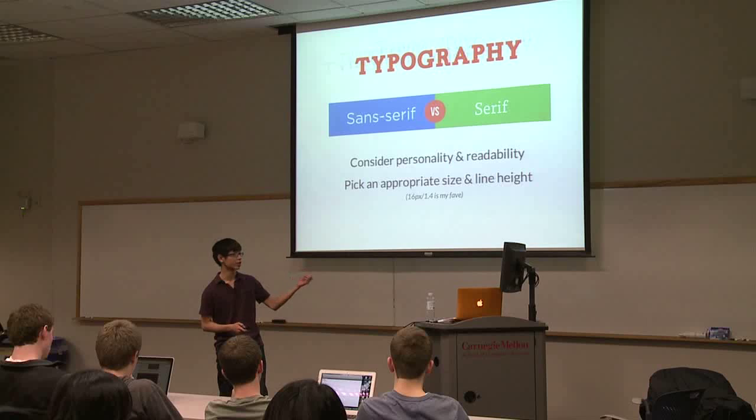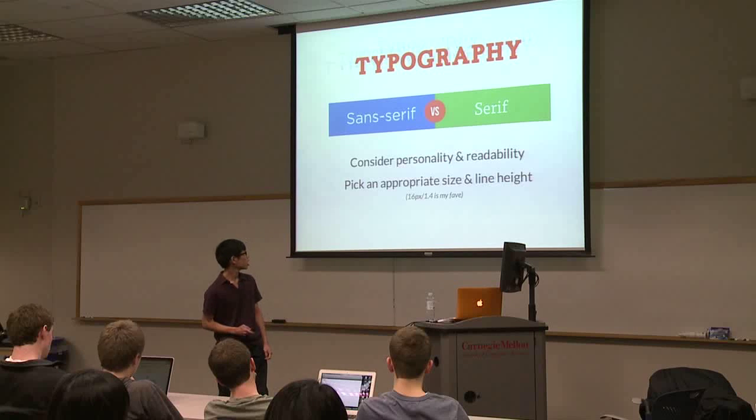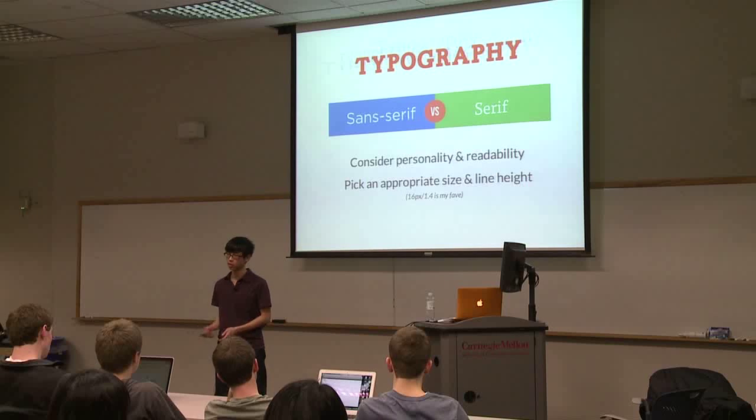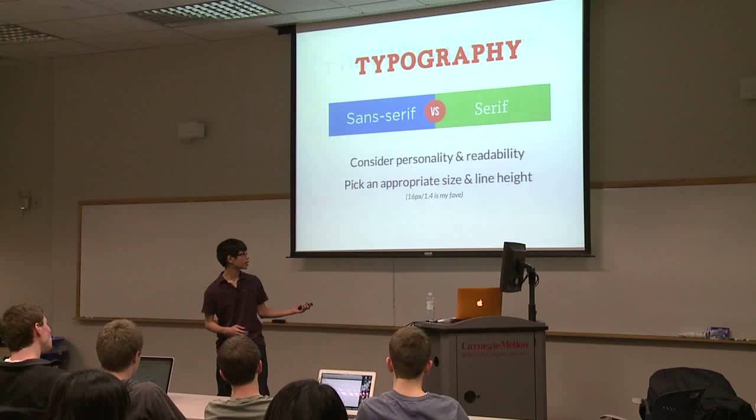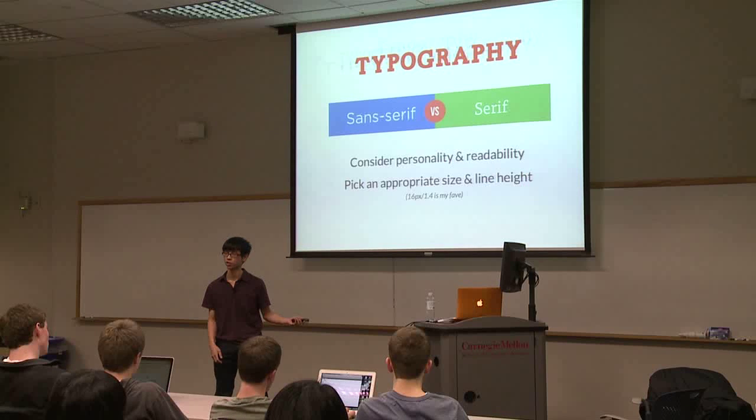You should also try to make your text readable. So don't use completely crazy novelty fonts that are difficult to read for your body text. Pick an appropriate size and line height. This is something you can specify in the CSS that Ryan's going to cover. Personally, I like 16 pixels for my body text and 1.4 line height, which is the ratio of the space in between the lines to the lines themselves. But you should experiment with that because it's not really a one-size-fits-all thing.